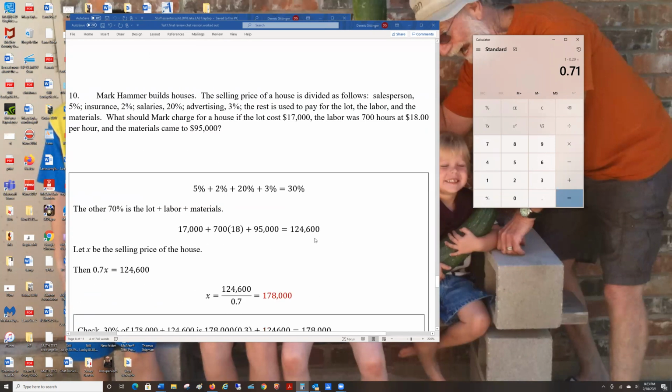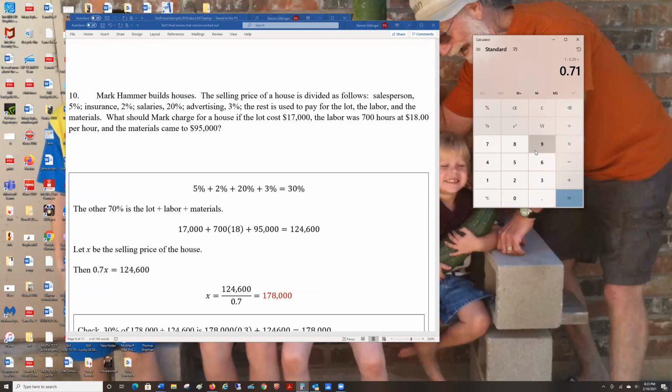All right, the home builder. There are 4 little pieces here going to insurance, salaries, advertising, and the salesperson, and those 4 percentages add up to 30%. That means the rest is 70%, and that must be the lot plus the labor plus the materials. So the lot was 17,000, the labor was 700 hours at 18 bucks an hour, and the materials were $95,000. You add up all that together and you get 124,600.